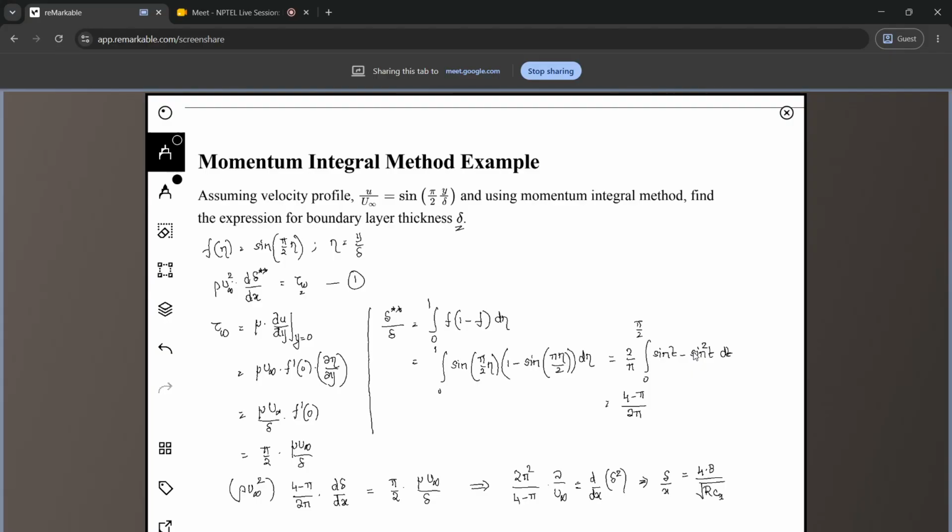So, I think this is pretty much clear. Are there any questions in this? A similar problem is also discussed in the lecture videos. So, if you have any doubts, we can discuss. Pretty straightforward. Then we can move to the next problem. Okay, then we'll move on to the next problem.